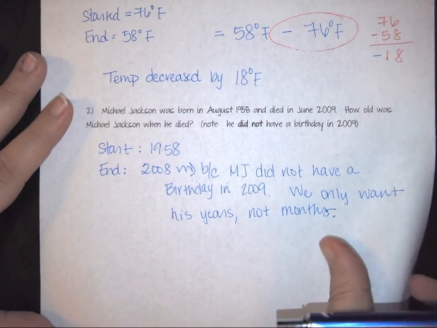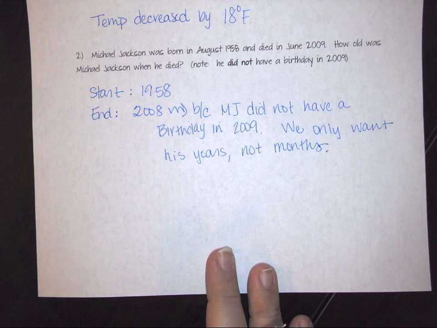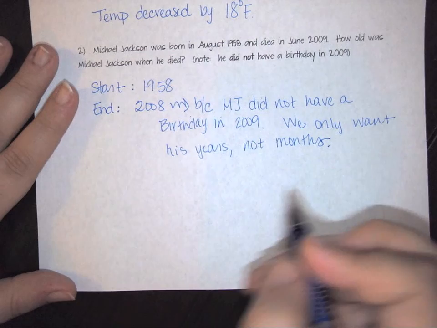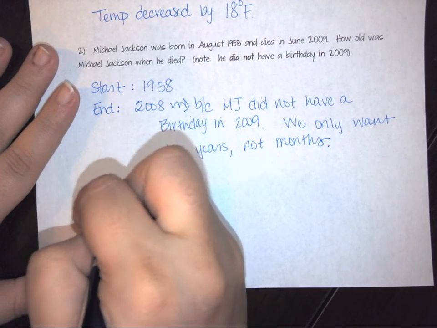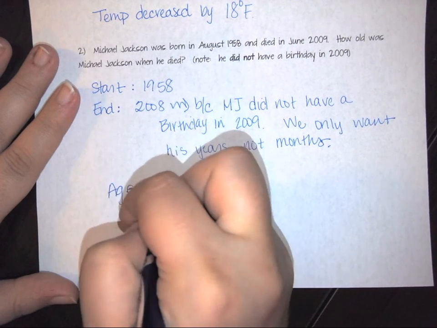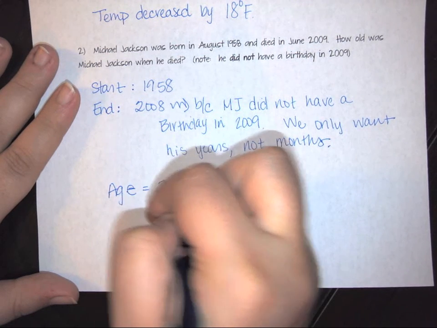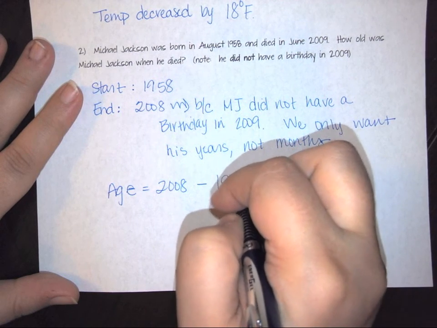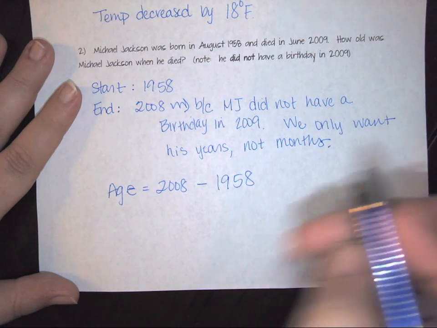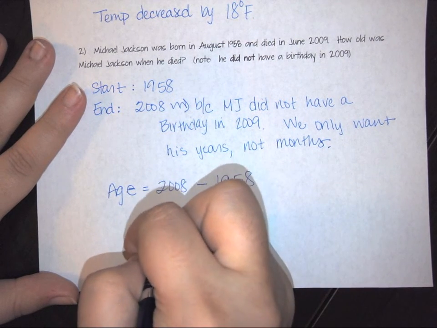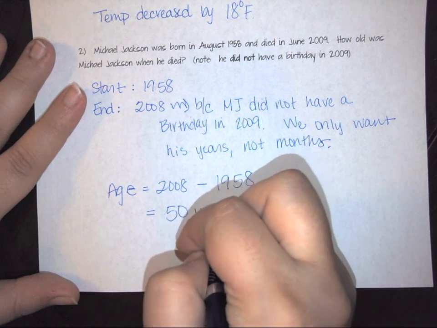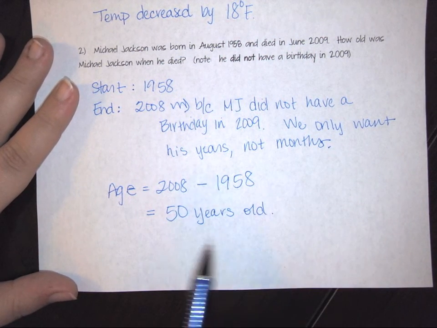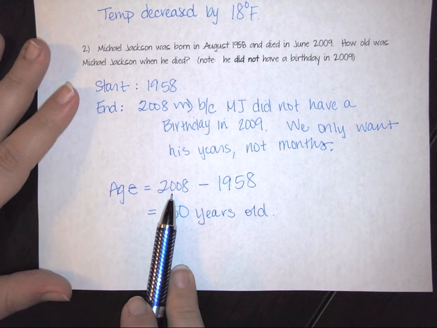So again, we have to find a change in the value. And so again, change in the value means we're going to take that ending value. So we're going to take that your age is going to be the ending value, which was 2008. And we are going to subtract the starting value, which was 1958. When you do that, you are going to find 50 years old. Now that number is positive, which should make sense because the bigger number here is positive.